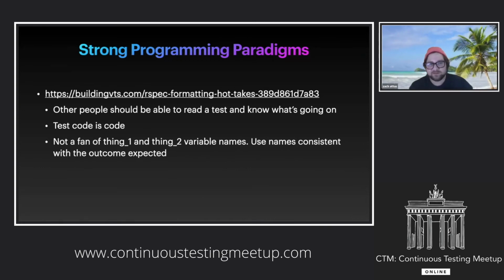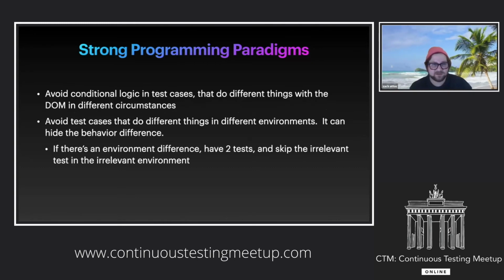Some other paradigms: other people should be able to read a test and know what's going on. Test code is code, treat it like code. In general, I'm just not a fan of thing one or thing two variable names. I like names that are consistent with the outcome expected. And again, use the DAMP ideology, descriptive and meaningful phrases. Your variable can be huge. I'm fine with that as long as it's descriptive and easy to understand.